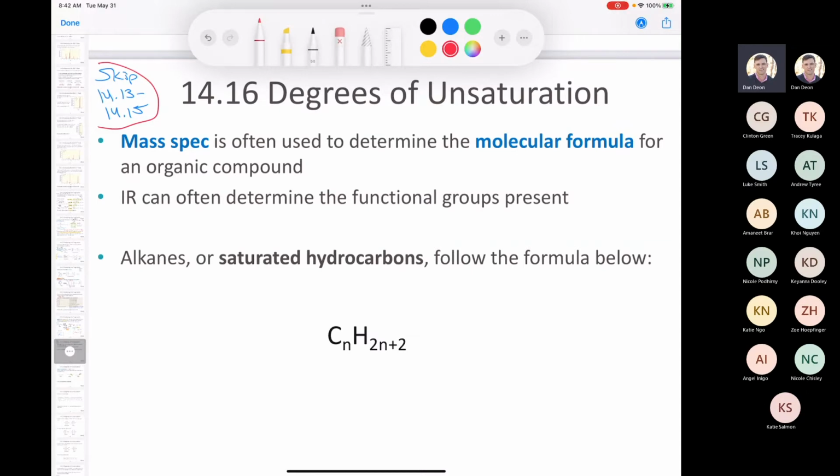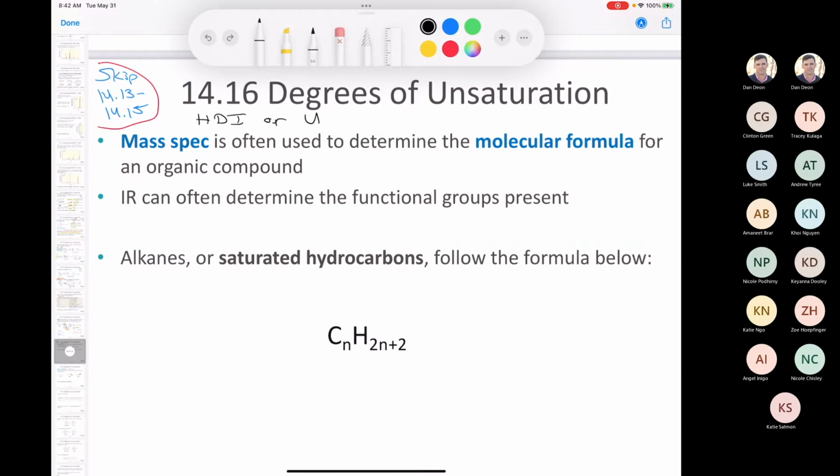So let's see here. The last section that we're going to be concerned with deals with degrees of unsaturation. Sometimes we call this the HDI, or we call it the U for just degrees of unsaturation. HDI stands for hydrogen deficiency index, and I think I might have that written on another slide, but if I don't, I'll scribble it down somewhere for you.